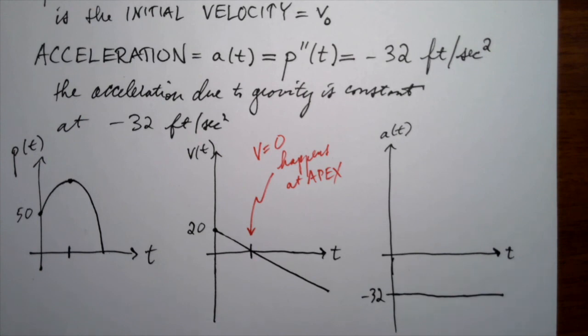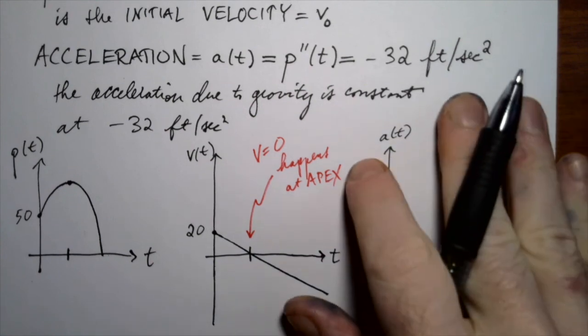So we can see that in taking the derivative twice, we go from a parabola to a line to a constant, a horizontal line. And at each point, the values of a function are telling us the slope, the instantaneous rate of change of the function before.